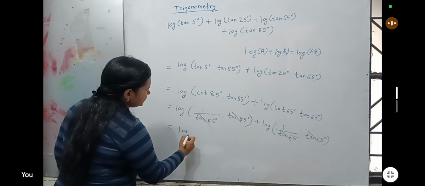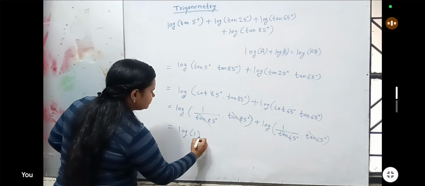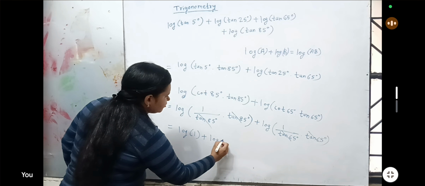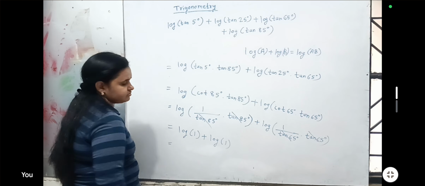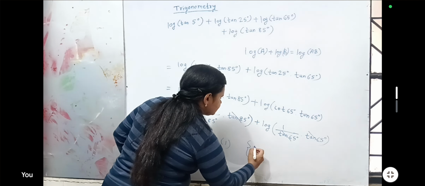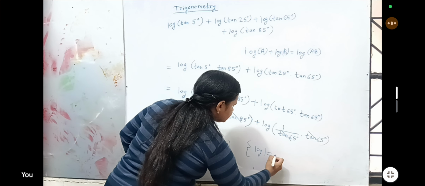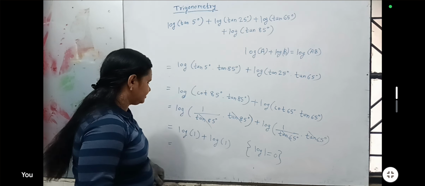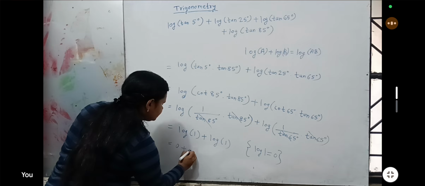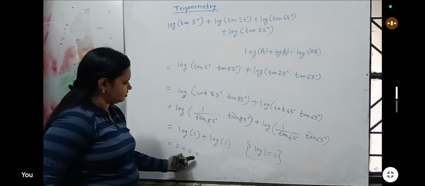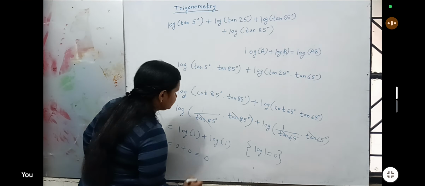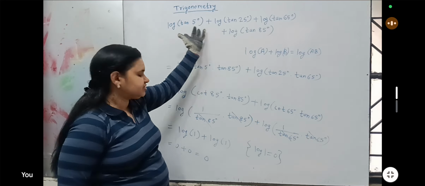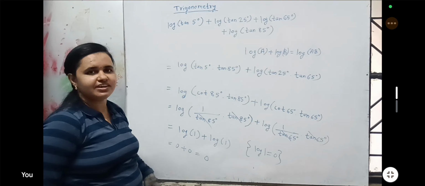So what remains? Log 1 plus log of 1. And do you know log 1 is equal to 0? That's why 0 plus 0 will be 0. So the answer to this question is 0. Okay.